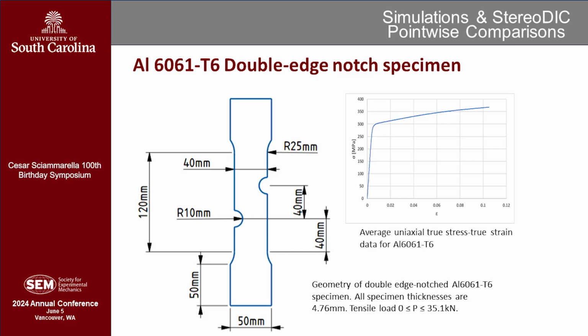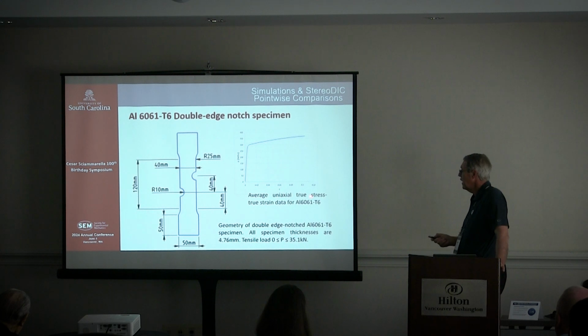How am I going to show this to you? Before showing you the flow chart, let's show you what we're going to try to use it to explain the process. We used a 6061 T6 aluminum specimen with double edge notch. This is the stress strain curve that we got. We did this in the lab at USC, South Carolina.